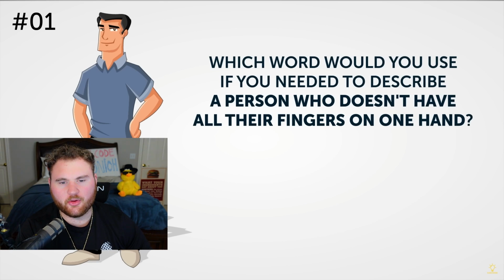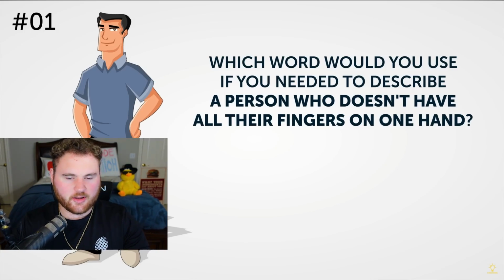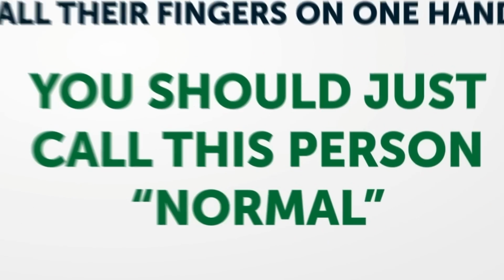Okay, well maybe they're paraplegic because it's asking which word would you use if you need to describe a person who doesn't have all their fingers on one hand. And if you don't have all your fingers on one hand, then your hand's not technically working because you don't have all your limbs, so you would be a paraplegic, right? That's like the medical term for a person who doesn't have a functioning limb, right? All right, so what is it then? You should just call this person normal.